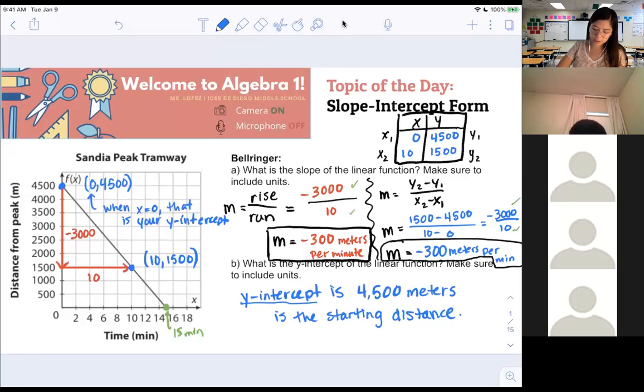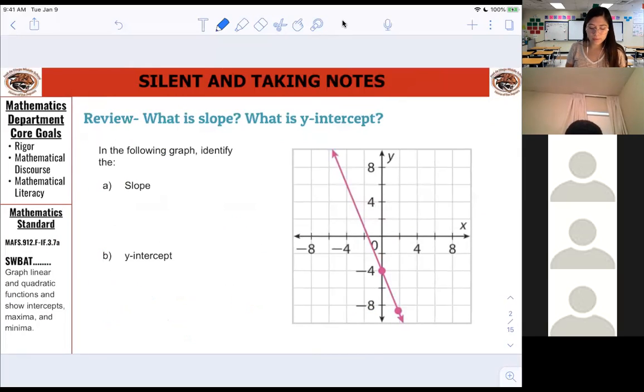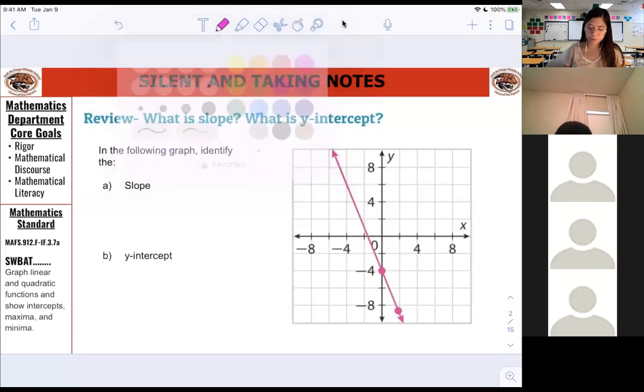So let's go ahead and take a look at a different type of graph, but we're going to do the same thing. In this graph, again, we're going to look for the slope and we're going to look for the y-intercept. Now, I want you guys to try it on your own, but before you begin, let's make sure we have two perfect points to look at. So right now, where can I find some perfect points?